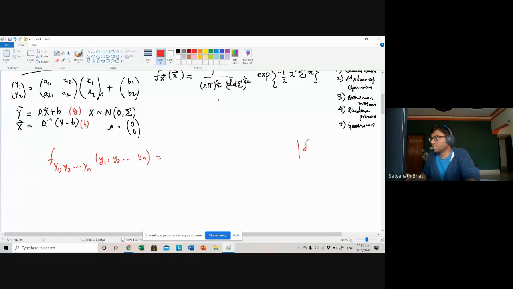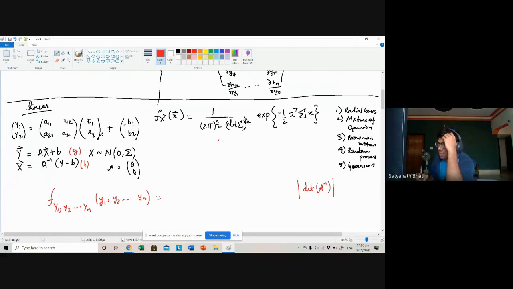Okay, so here there will be the determinant of A inverse. So that is the Jacobian part. And then we have to start writing in terms of y minus b. Wherever x comes, we have to write A inverse (y minus b). So let me do that. I will keep this in for your reference so that you can see what I'm doing. So this will be 1 over 2 pi to the power of n by 2.